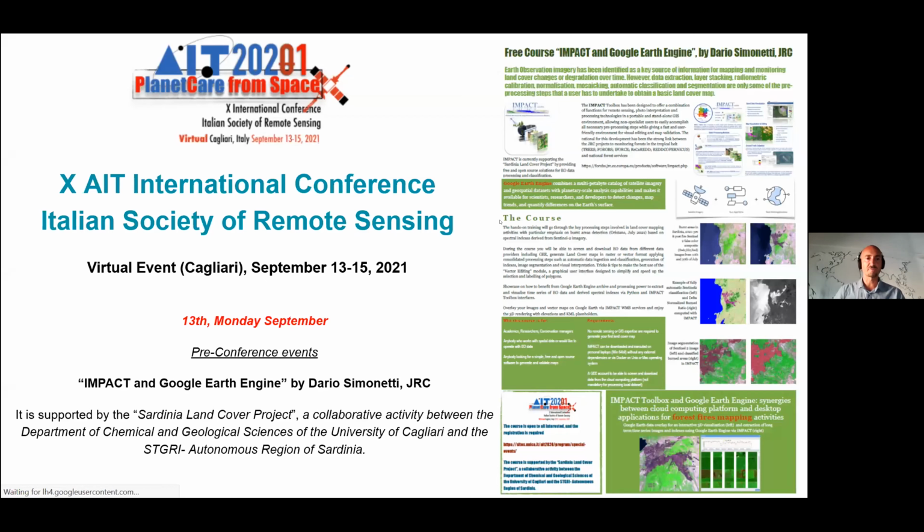This is a brief introduction on Impact and Google Earth Engine API and facilities that have been used in support to the Sardinia land cover project, a collaborative activity between the Department of Chemical and Geological Science of the University of Cagliari and the Regione Autonoma della Sardegna.